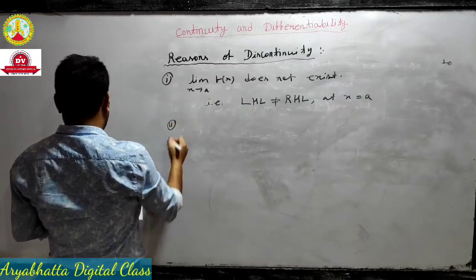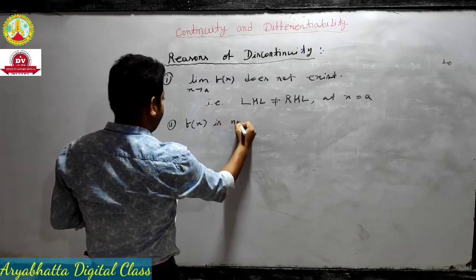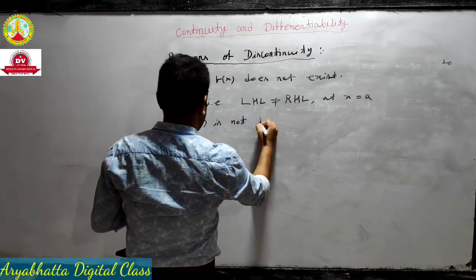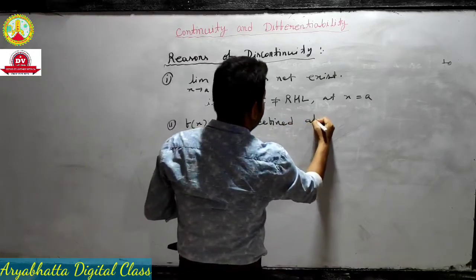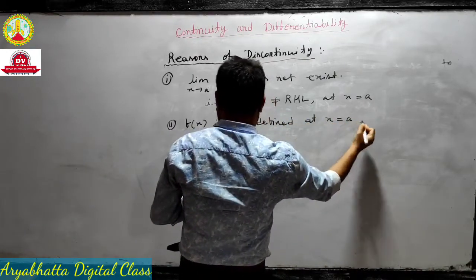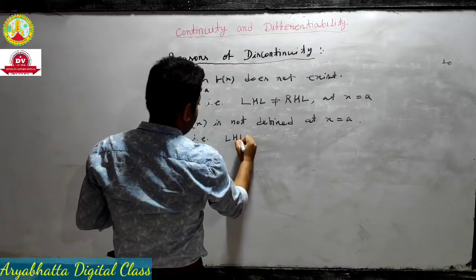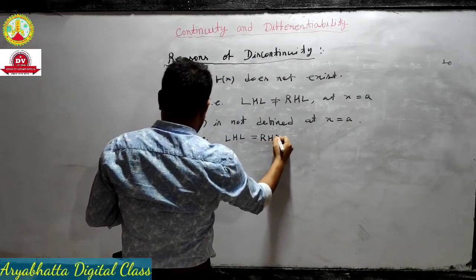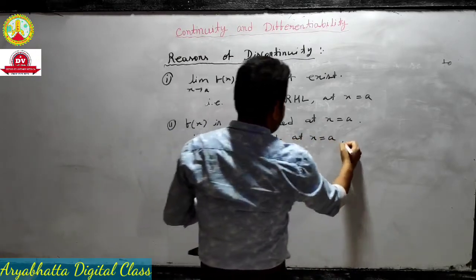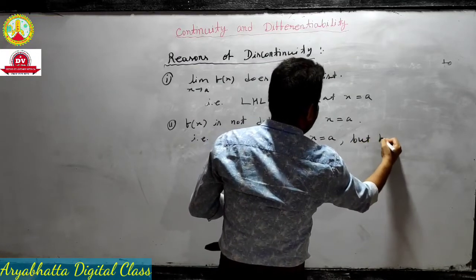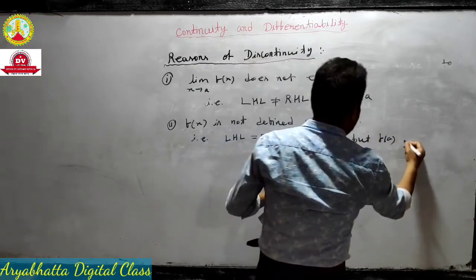Number two, f of x is not defined at x equal to a. That is, left hand limit is equal to right hand limit at x equal to a, but f of a is not defined.